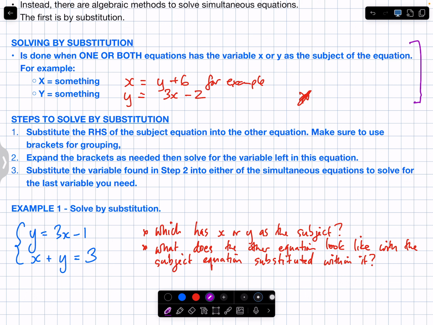Substitute the right-hand side of the subject equation into the other one. Make sure to use brackets for grouping. Expand the brackets as needed. Then solve for the variable left in this equation. And step 3, substitute the variable found in step 2 into either to solve for the last one you need. Right now, that's going to be unclear what that means, and that is perfectly fine because I will show you. But get those 3 steps down and I'll show you.